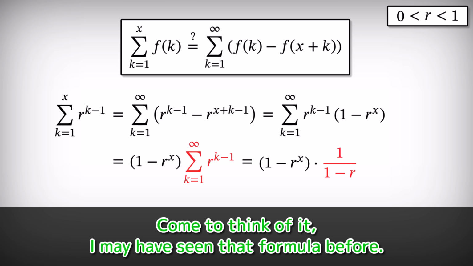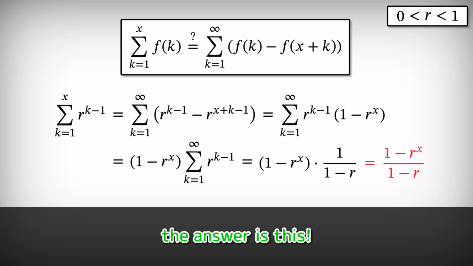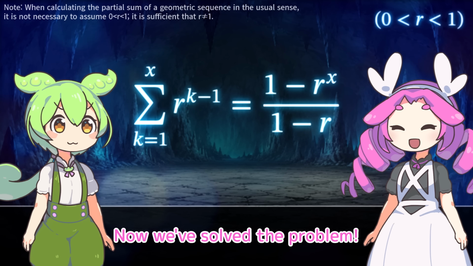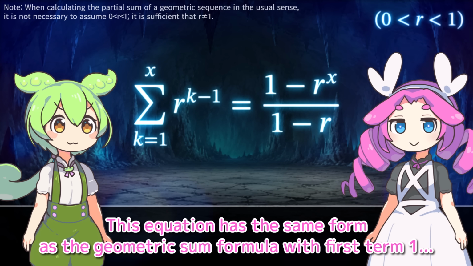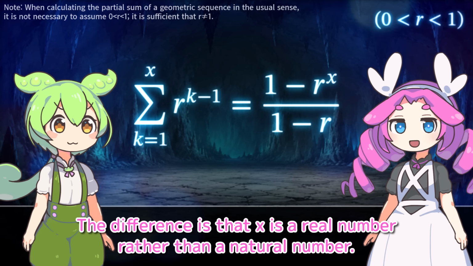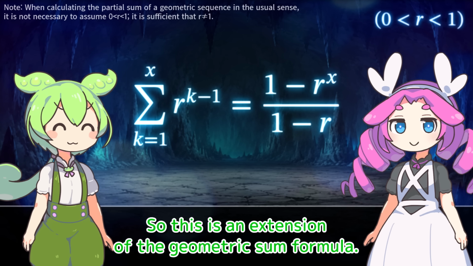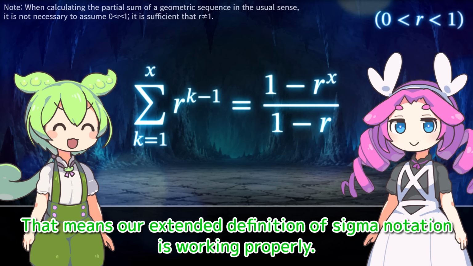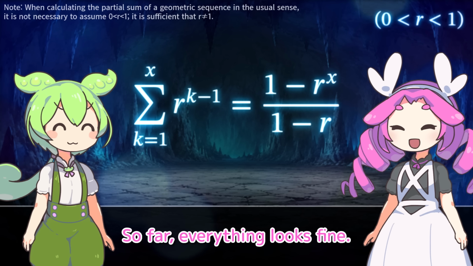Come to think of it, I may have seen that formula before. In that case, the answer is this. Looks good. Now we've solved the problem. This equation has the same form as the geometric sum formula with first term 1. The difference is that x is a real number rather than a natural number. I see. So this is an extension of the geometric sum formula. That means our extended definition of sigma notation is working properly. So far, everything looks fine.